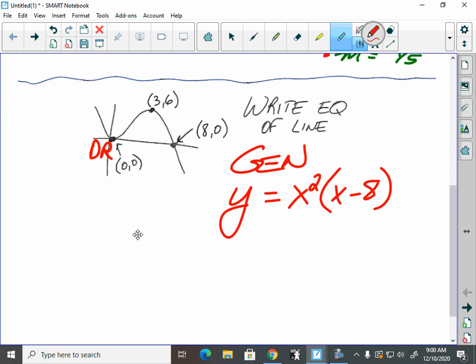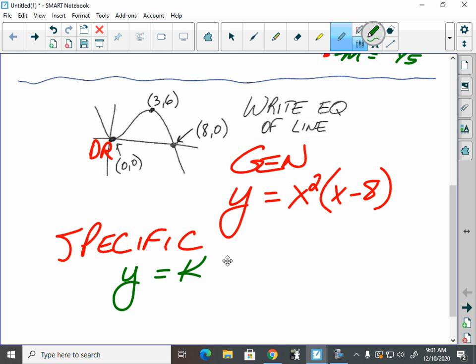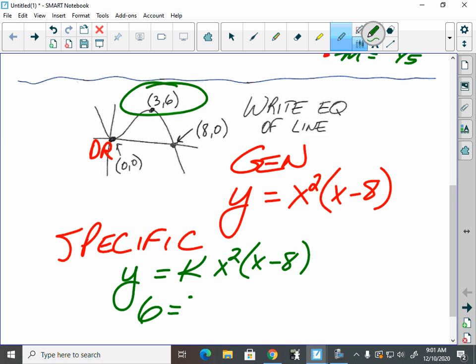Okay, but then to get the specific, you're still going to write y, but then you're going to throw in a multiplier. We used to call it k: y equals k times x squared times x minus 8. But then we're going to use these specific points to solve for k. So that's x and that's y. So it's going to be 6 goes here, k stays k, x is 3 squared, and then this would be 3 minus 8. Okay, so solve that. Good luck. Next.